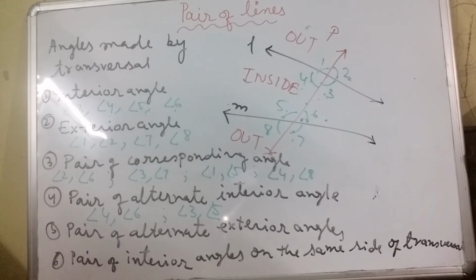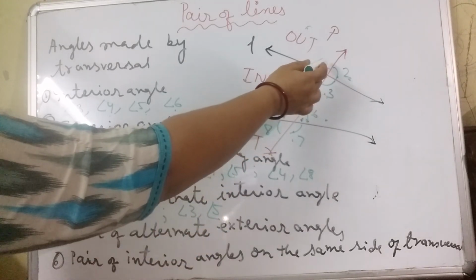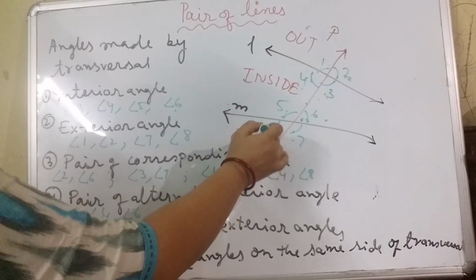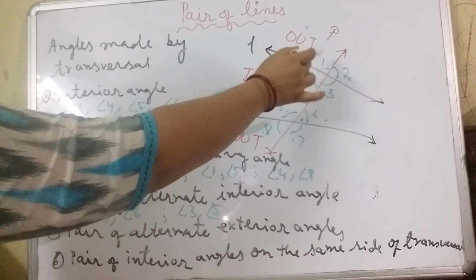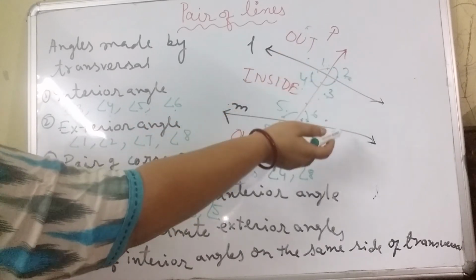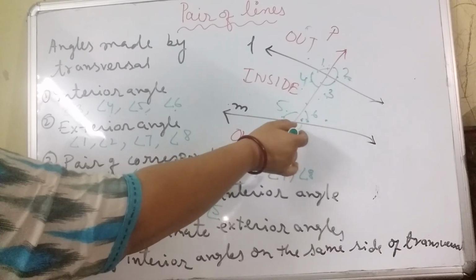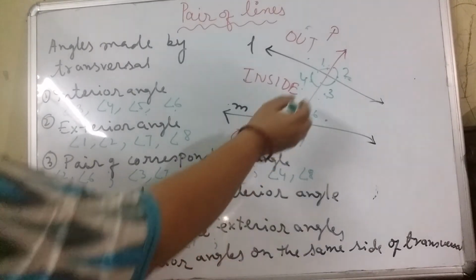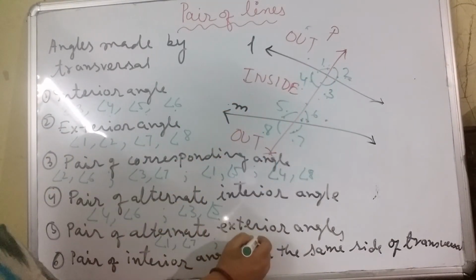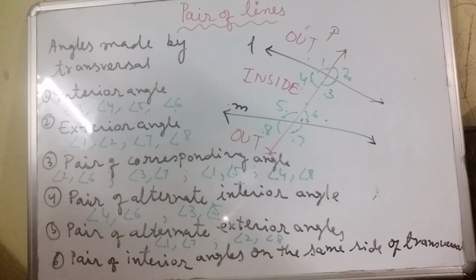Next is pair of alternate exterior angles. Okay, so the exterior angles are 1, 2, 7, 8. So this angle 1, it is on the left hand side of this transversal. So that alternate should be on the right hand side of this transversal. So angle 1 and angle 7. And another is angle 2 and angle 8. They are alternate exterior pairs. They are pairs of alternate exterior angles.